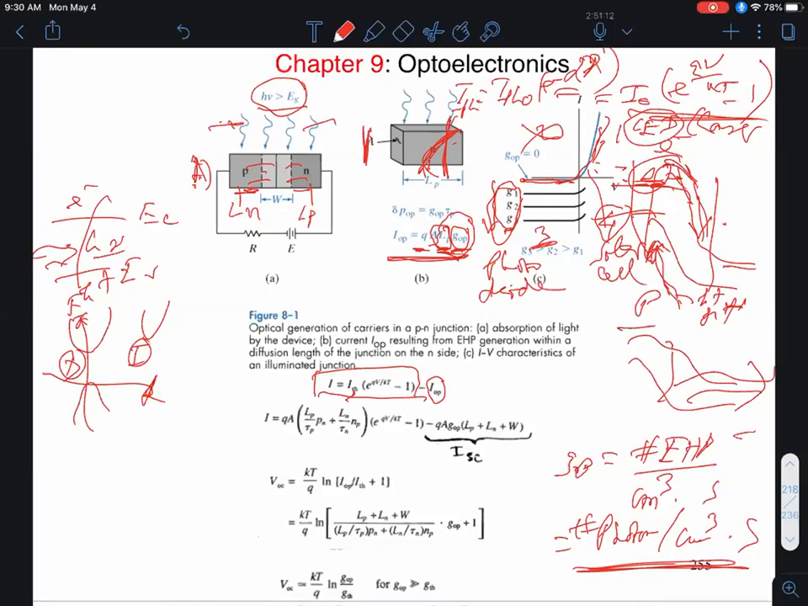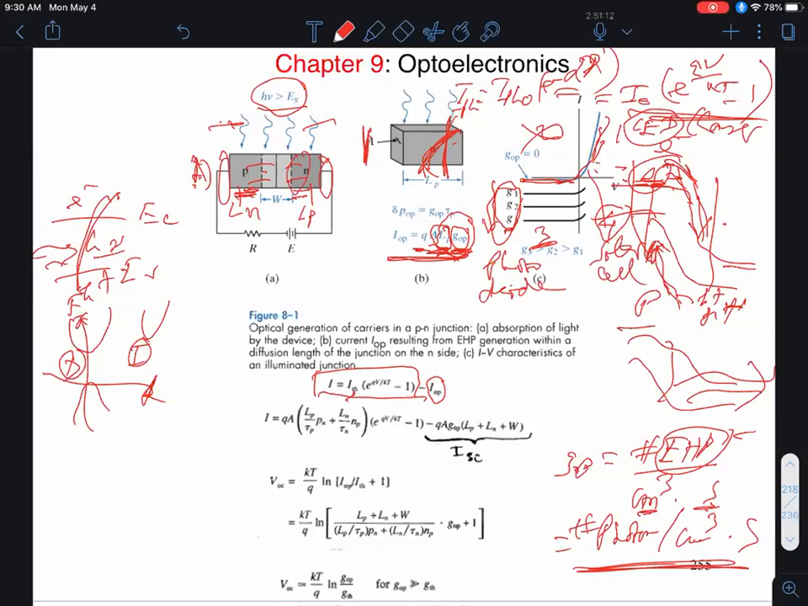Everybody with me? So G optical is the number of photons that are absorbed per unit volume per second. That gives you the number of electron-hole pairs created per unit volume per second. Then you have to multiply that by the volume of collection. The volume of collection is the diffusion length times the cross-sectional area of the diode. Okay, so that's the collection volume.